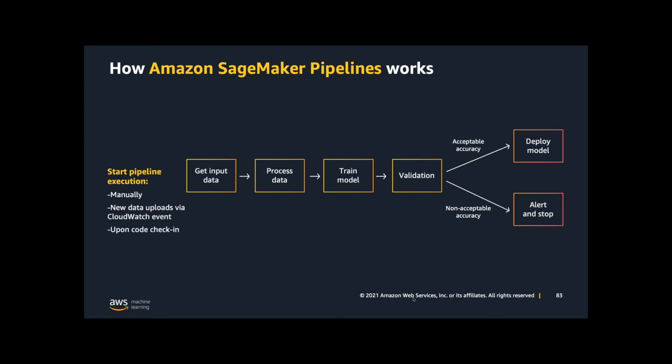And remember, a pipeline can be initiated in several ways. They can be executed manually by data scientists, either using the Python SDK or the CLI, or even SageMaker Studio. They can also be triggered by CloudWatch events, such as when new data comes into an S3 bucket. And lastly, they can also be initiated when code gets checked in to your GitHub repository, for example.